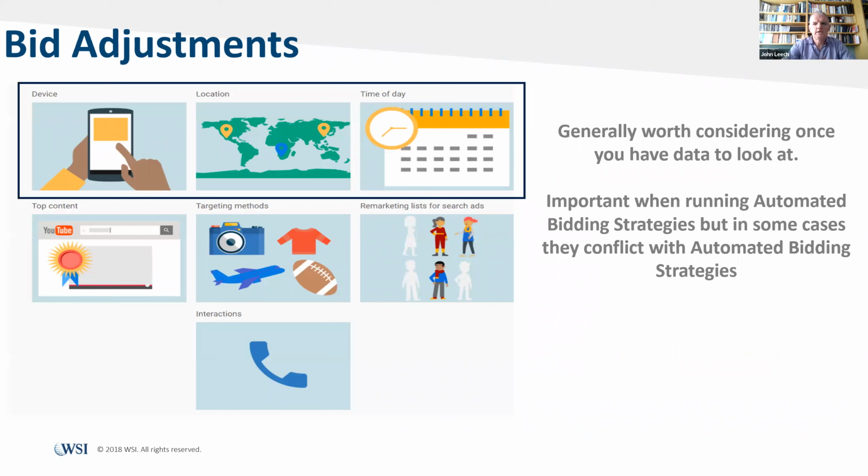Bid adjustments. So even if you're now with automated bidding, this is probably slightly less applicable, but it's still applicable. So the most common ones are device. So you can do a bid adjustment by device. So what you want to look at is how your campaigns are performing by device. And if you find that mobile performs really well versus desktop, or vice versa, desktop performs really well versus mobile, then you can increase the bid on desktop versus mobile, for example.